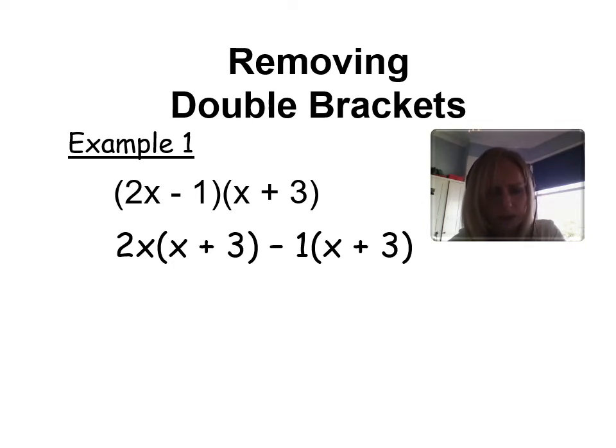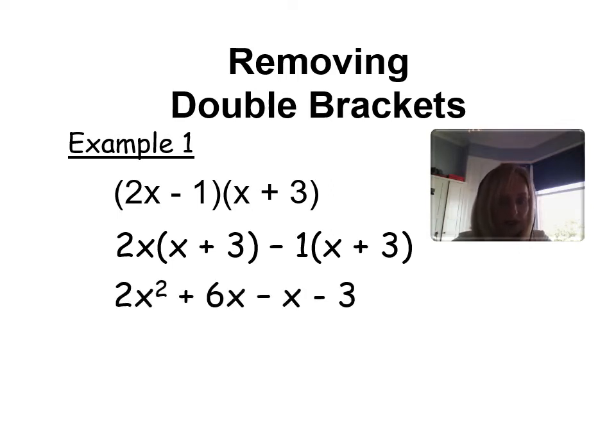What we should end up with is 4 terms when we multiply out. So it now just becomes what we looked at before. We've got 2 separate brackets that we can multiply out. So 2x times the first bracket becomes 2x squared plus 6x. 2x times x is 2x squared. 2x times plus 3 is plus 6x. And then minus 1 times the second bracket. Minus 1 times x is minus x. Minus 1 times plus 3 is minus 3.